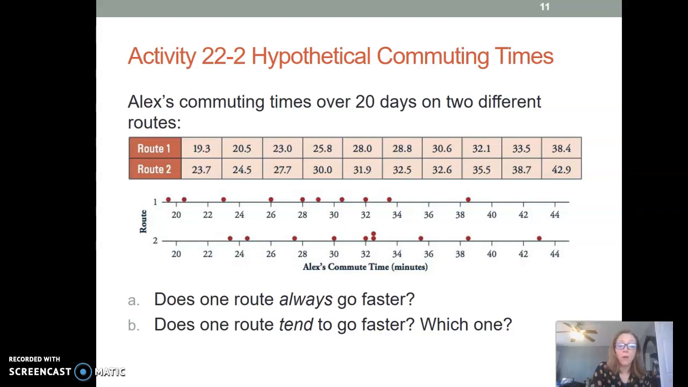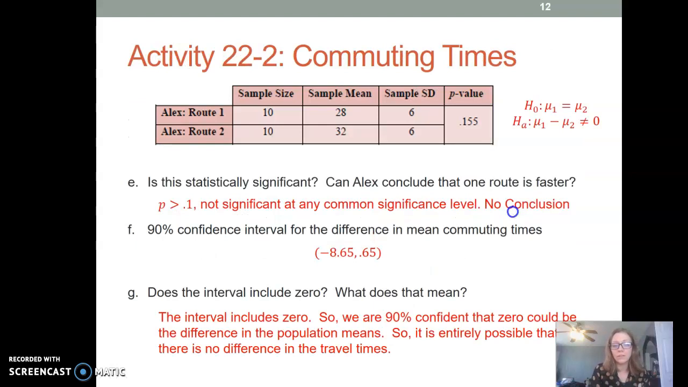In particular, look at Route 2. It looks like there are more data points to the right for Route 2, and more data points to the left for Route 1. So let's test this using the two-mean inference procedure.